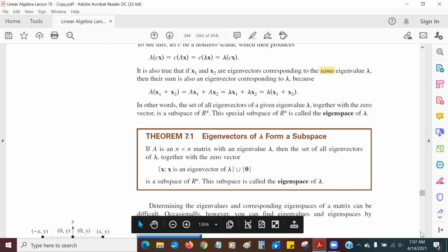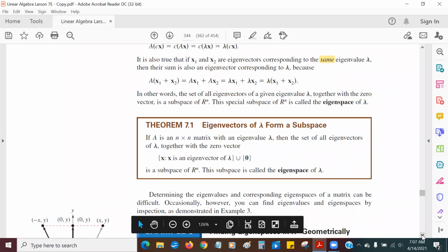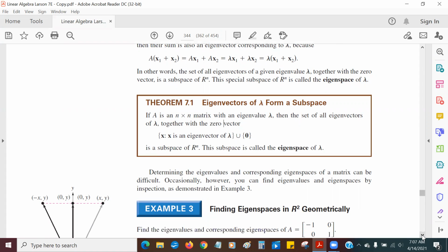Now, all this is cool and awesome, but how do we determine eigenvalues and eigenspaces? We're going to learn numerical or mathematical techniques to do this, but sometimes you can just see it visually, as in the following example, which is coming up right now.